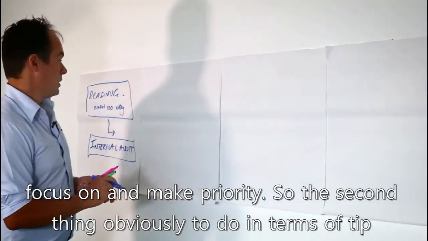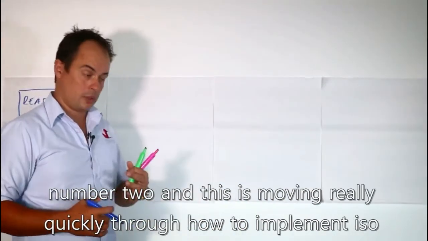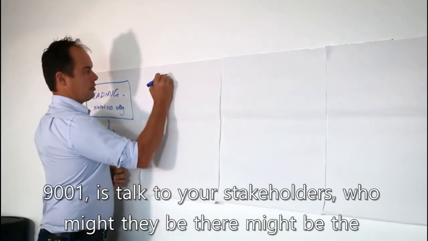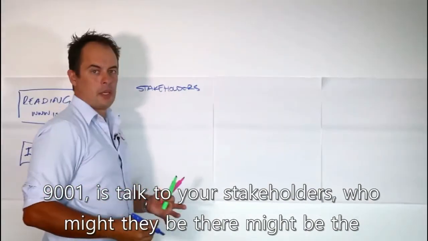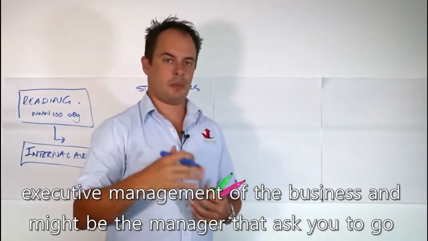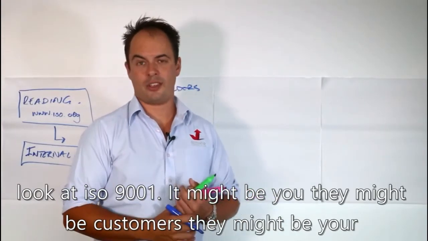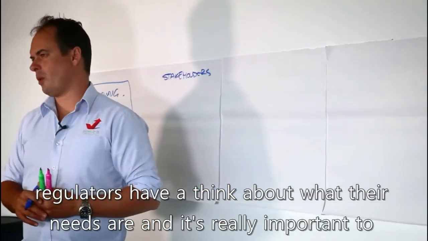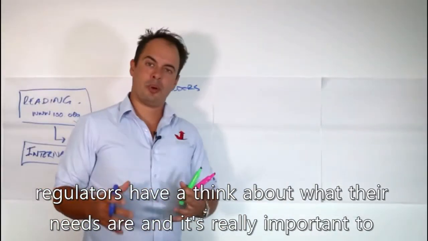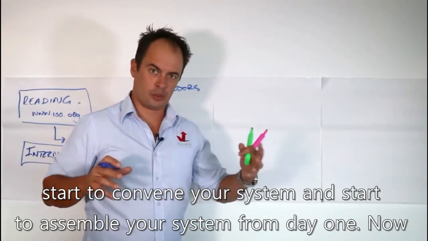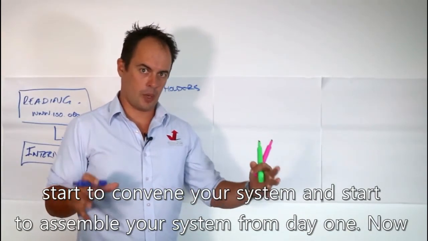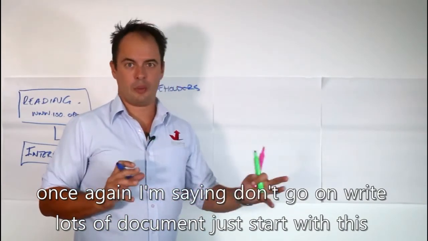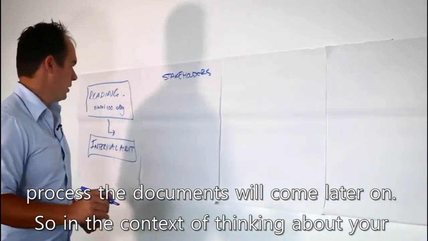So the second thing to do, tip number two, and this is moving really quickly through how to implement ISO 9001, is talk to your stakeholders. Who might they be? They might be the executive management of the business. They might be the manager that's asked you to go look at ISO 9001. It might be you. They might be your customers. They might be your regulators. Have a think about what their needs are. And it's really important to start to assemble your system from day one. Now, once again, I'm saying don't go and write lots of documents. Just start with this process. The documents will come later on.